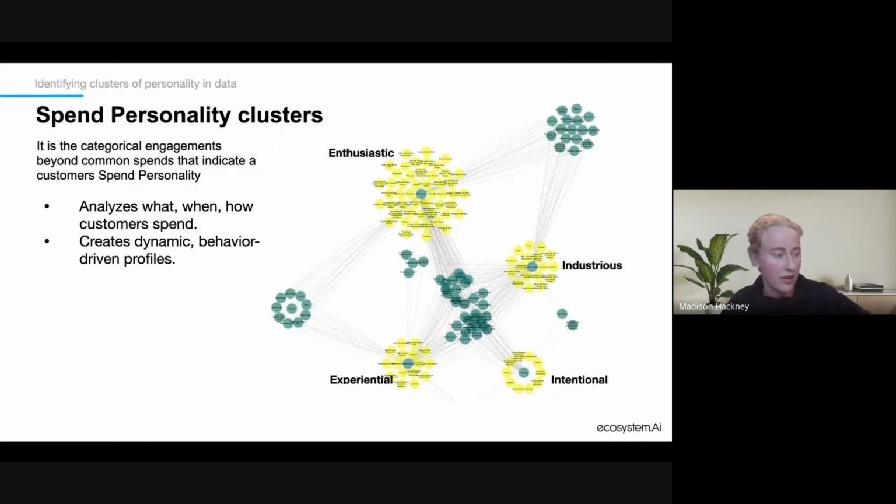So if you look in the middle, I don't think you can see, my cursor won't move, no. But there's those green dots in the middle. Those are the essential spends that are all common. We all need to spend on food, housing, water, and electricity. But it's the categories beyond that, the yellow dots, that showcase a person's spend personality. So it analyzes the categories, but then also the how and when customers spend. And what this does is it creates a dynamic behavior-driven profile.